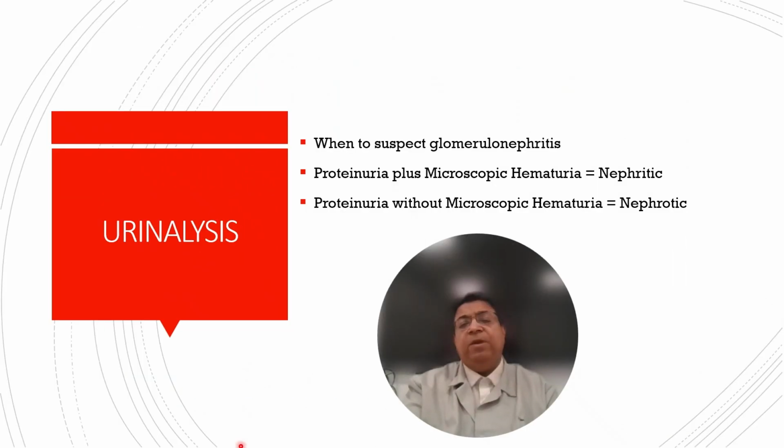So in nephrology, we always begin with a urinalysis. And you would suspect glomerulonephritis if there's proteinuria and/or hematuria. If you have proteinuria plus microscopic hematuria, you can suspect nephritic syndromes, which we discussed in earlier sessions of this board review series. If you have proteinuria without microscopic hematuria and the quantity of protein is significant enough, which we'll discuss in the next slide, you should consider nephrotic syndromes.